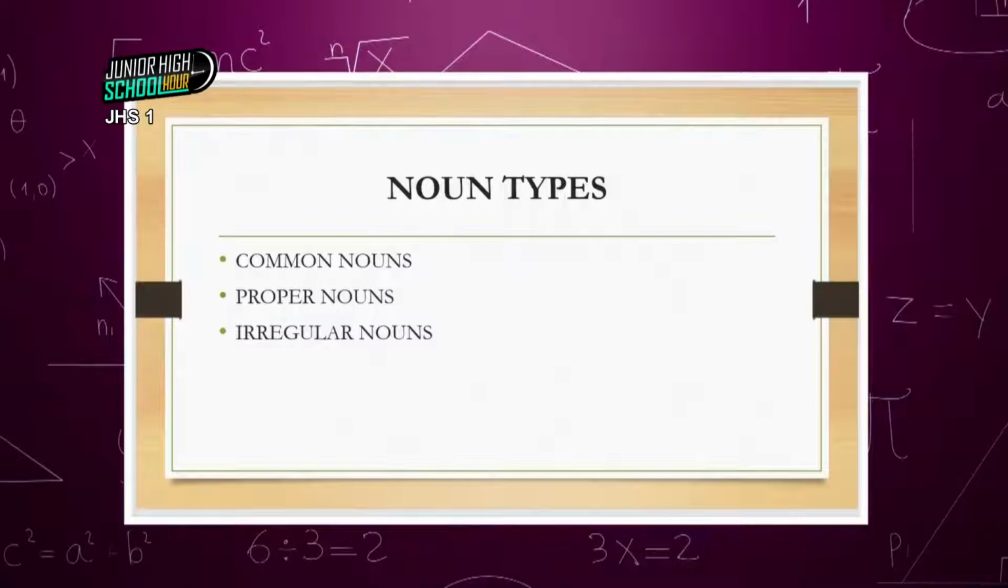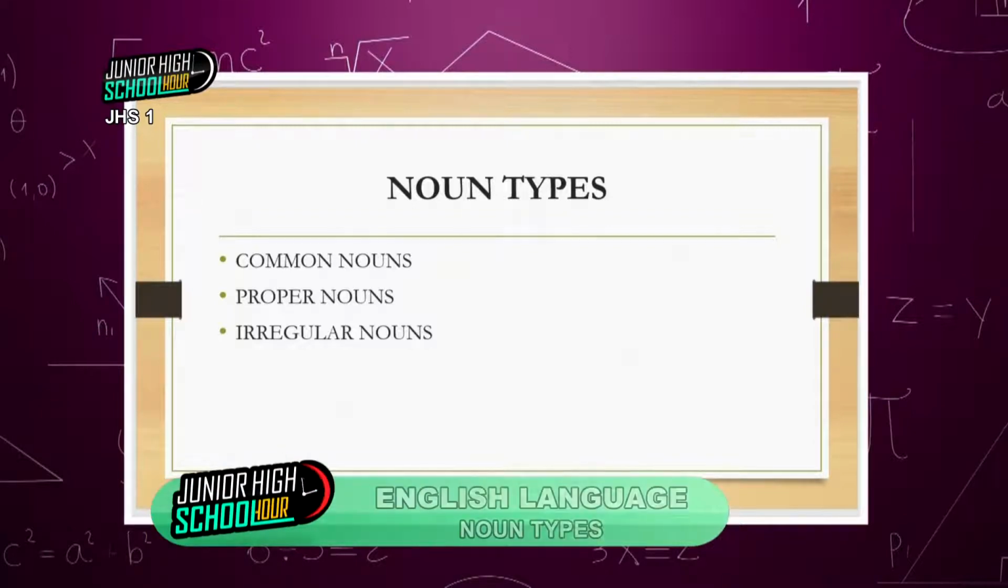Now, let's move on to the noun types, or simply types of nouns. The first one, we have common nouns. The next one, we have proper nouns. And then the one I would want to talk about again is irregular nouns. So we have common nouns, proper nouns, irregular nouns. We are going to take them one by one and then explain with examples.